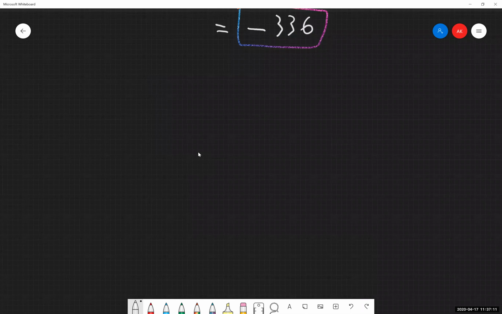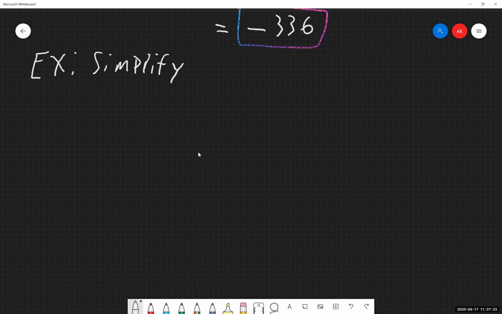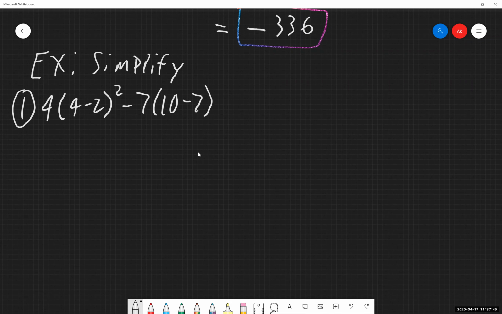So our first example that we have, and again, we are told to simplify. So again, the buzzword showing up. I'm told to simplify PEMDAS, order of operations. That's exactly what we should be going to with all of these. So rewriting that thing out. So we have 4 times the quantity of 4 minus 2, all to the second power, minus 7 times 10 minus 7.